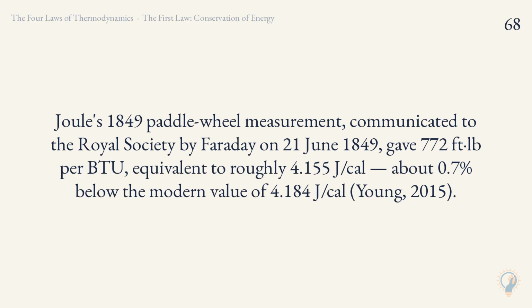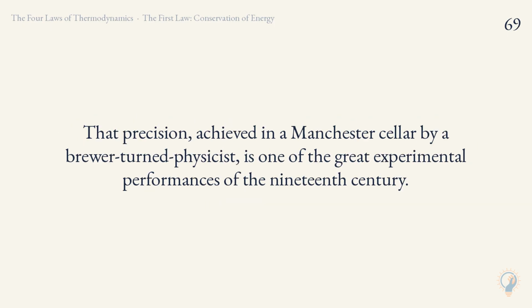Joule's 1849 paddle wheel measurement, communicated to the Royal Society by Faraday on the 21st of June, 1849, gave 772 foot-pounds per BTU, equivalent to roughly 4.155 joules per calorie, about 0.7% below the modern value of 4.184 joules per calorie. That precision, achieved in a Manchester cellar by a brewer-turned-physicist, is one of the great experimental performances of the 19th century.